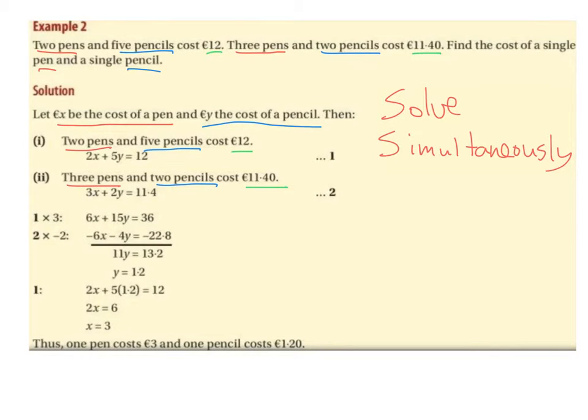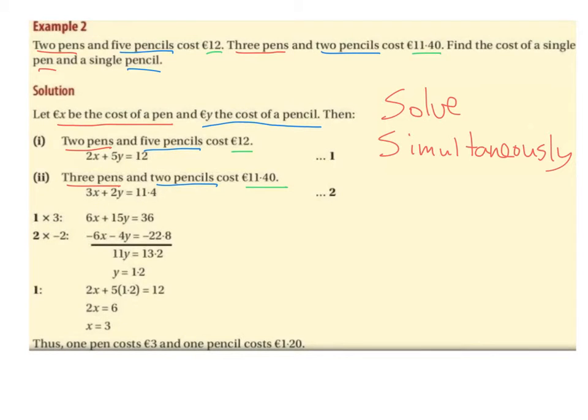So for multiplying the 2X by 3, we have to multiply the entire equation by 3. So 2X by 3 is 6X, 5Y by 3 is 15Y, and 12 by 3 is 36. So 6X plus 15Y equals 36. We got this because we multiplied this entire equation by 3.